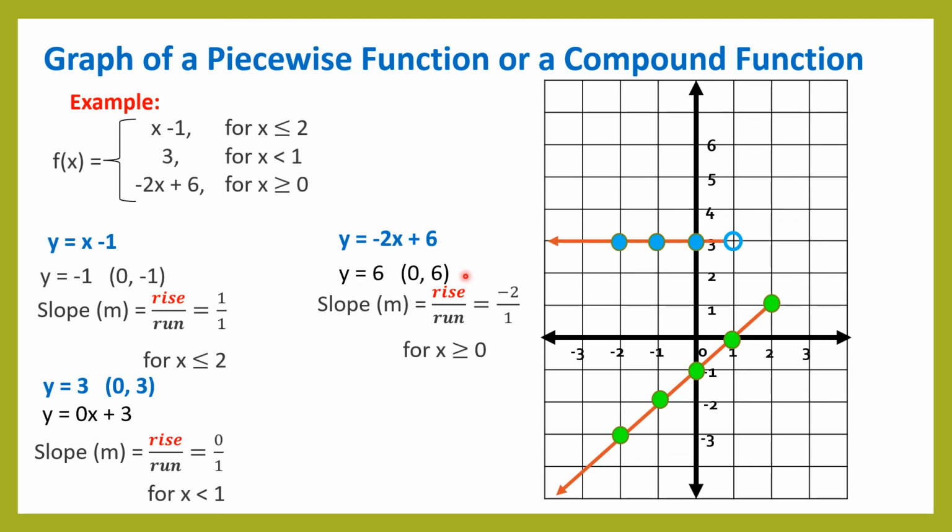So, plot muna natin yung 0, positive 6. So, nandito siya. Okay? Then, magra-rise tayo ng negative 2. So, pababa tayo kasi negative. Yan. Then, run ng isa. Then, same din dito, 1, 2. Then, run ng isa. Dito. Then, sunod, 1, 2. Then, run ng isa. And then, dito din. So, nandun siya.